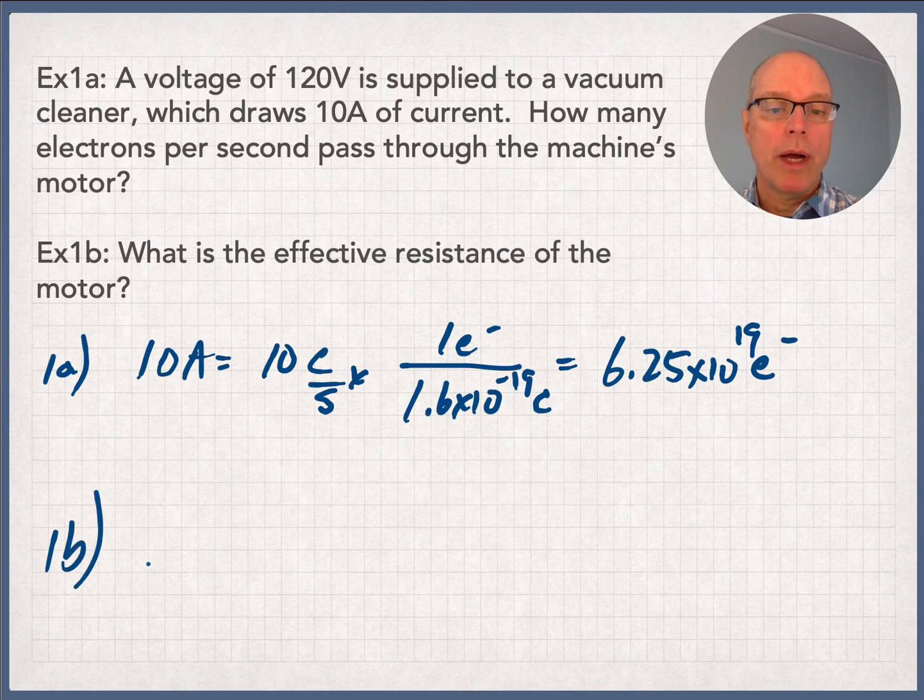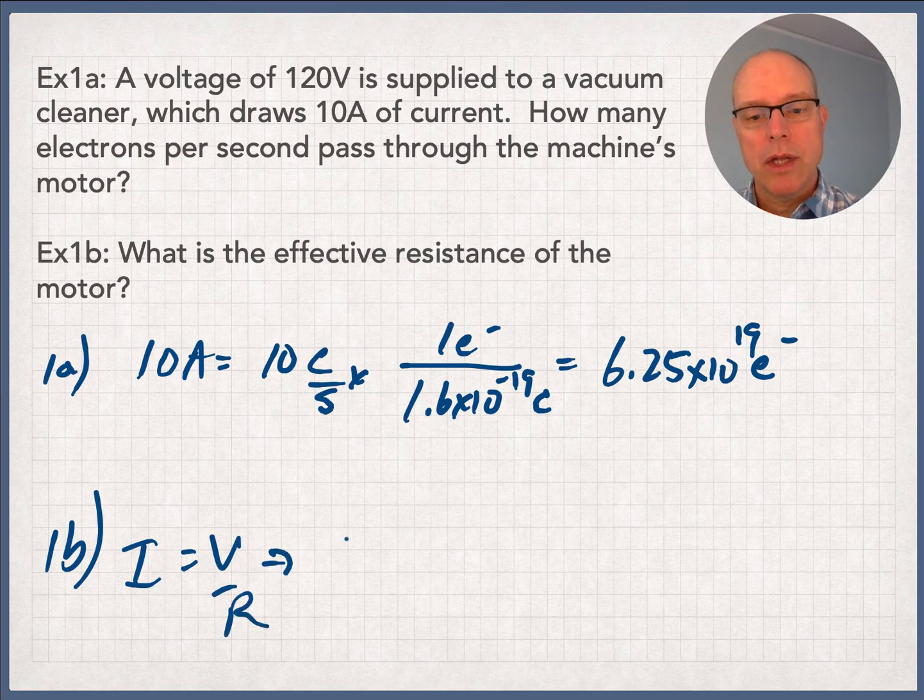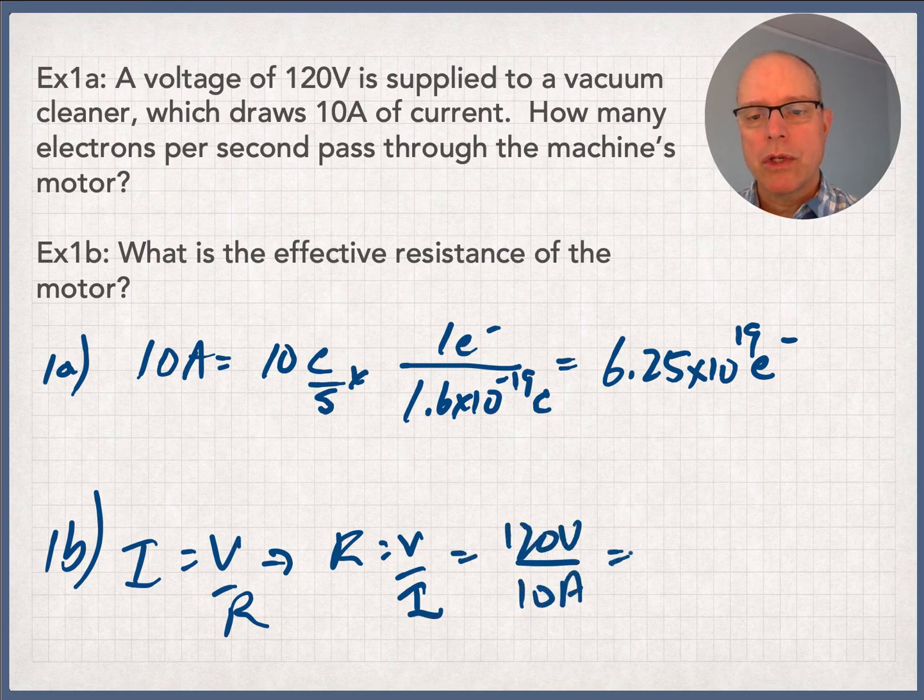Here's an Ohm's law question. Well, if I equals V over R, then it stands to reason that R equals V over I. And I'm just going to go ahead and plug in. Got 120 volts, current of 10 amps, and this looks like a 12 ohm device.